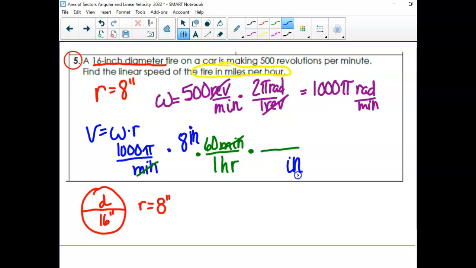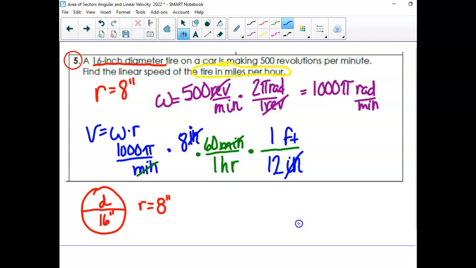And then what do you know about inches? 12 inches is 1 foot. Do you know that one at least, guys? Okay, so 12 inches goes in the denominator and 1 foot goes in the numerator. Now the inches will cancel and we're into feet.